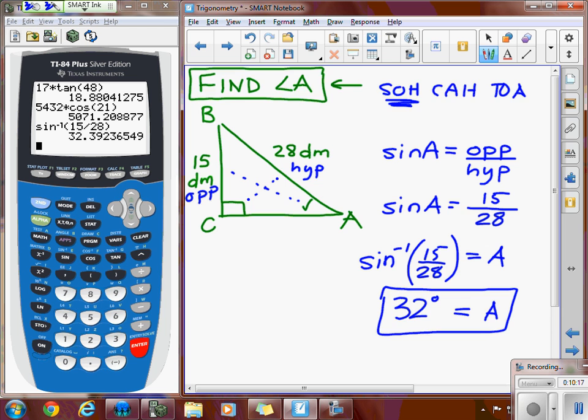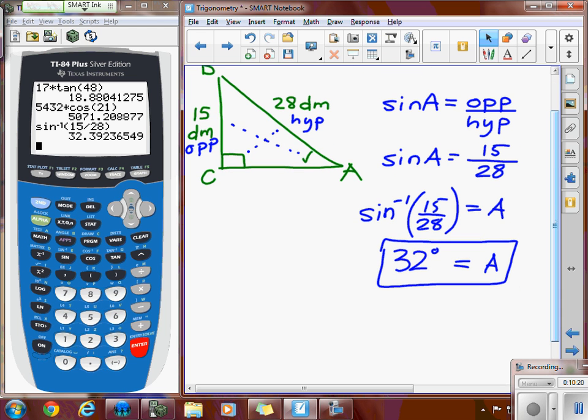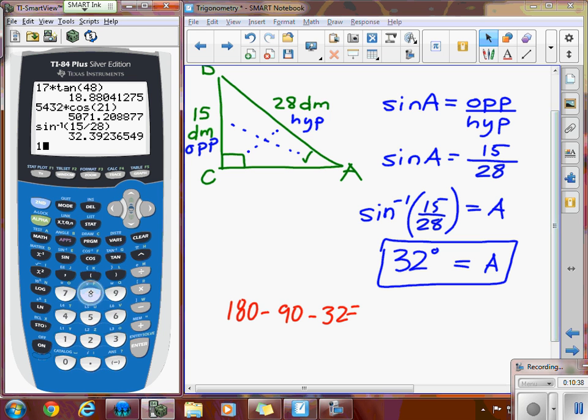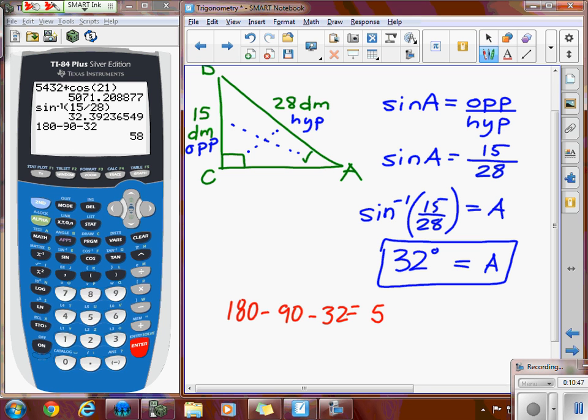An extension to this would be to find angle B. If I found two angles in a triangle, we know that all the angles of any triangle have to add up to 180 degrees. So if I took 180, subtract the 90-degree angle that's already there, subtract the 32-degree angle that I found, this will tell me what angle B is. So 180 minus 90 minus 32, that would tell me that angle B is 58 degrees. Now the question didn't ask for that, but it's a good thing to realize that whenever you have two angles in a triangle, you automatically know the third one with one quick calculation.